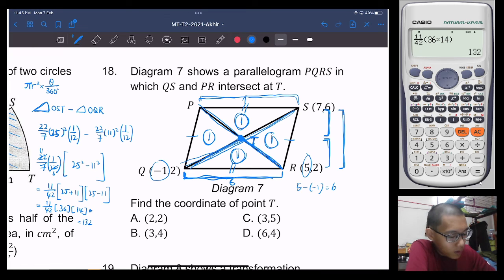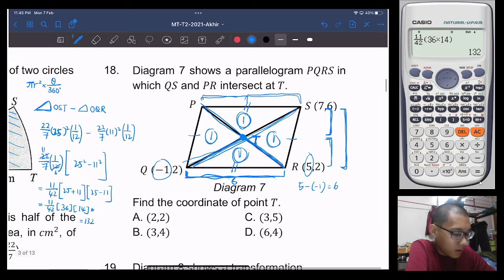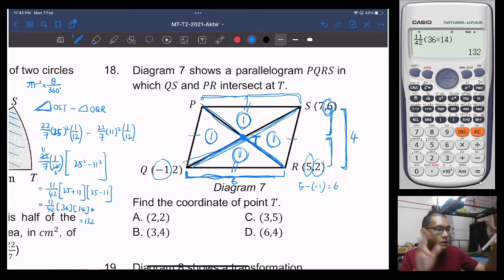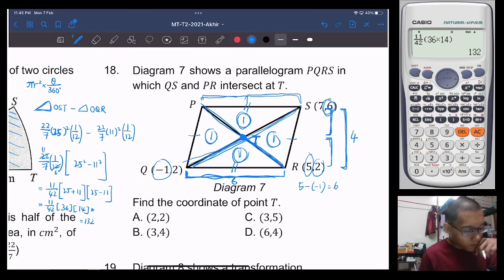Another one, the height: 6 minus 2. We use the y coordinate. 6 minus 2 we have 4. If we try to imagine in the Cartesian plane, 6 is on the y-axis, and 6 minus 2 is 4.